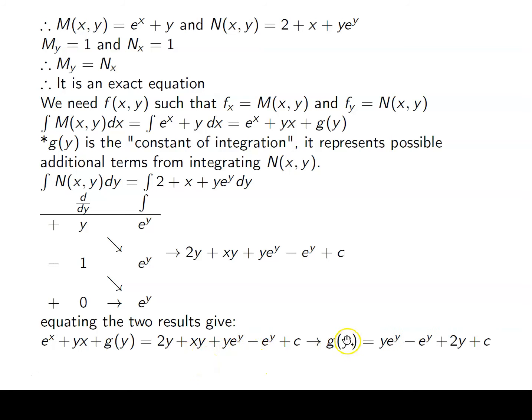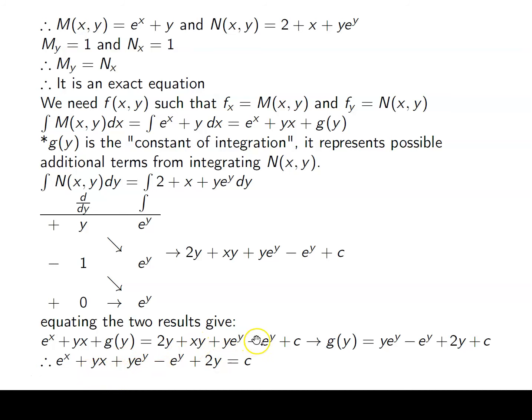So my g of y function is going to be anything that didn't get picked up in the first integration. So that y e to the y, that negative e to the y, that 2y, and the c, right? My M function that I integrated has this that doesn't show up when I integrated my N, and that's about it. So I'm taking all the pieces of both, none of the ones that I repeat, and I put them together to create one function. So I have my e to the x, my one y times x, I'm not using the other one, right?